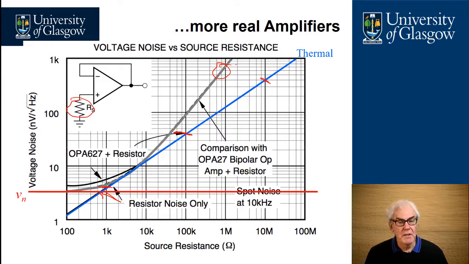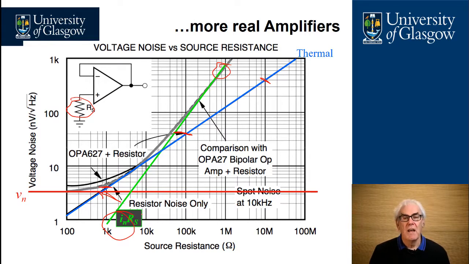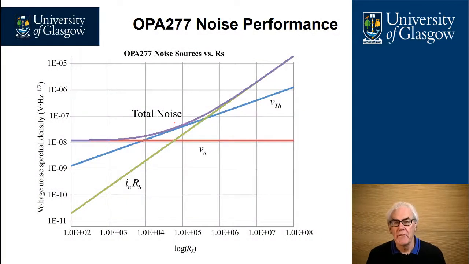We can also draw on this graph the VN figure that's stated in the datasheet, and we can also draw here the noise current associated with the amplifier multiplied by the source resistance. If the noise current is a constant, then as the source resistance increases, so the noise current increases up and down this line here. Looking at a slightly different amplifier, the OPA277, here we have a similar calculation.